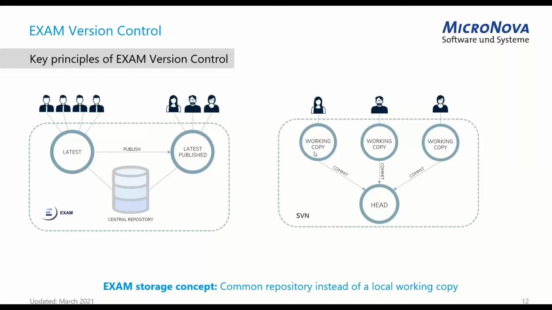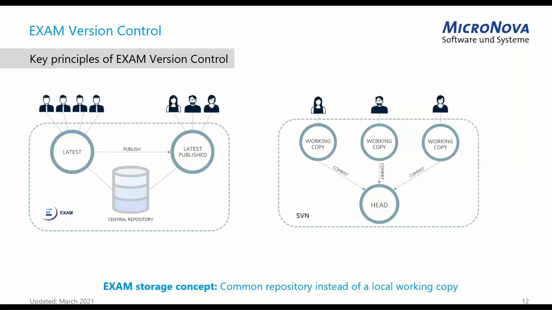Compared to the right side, where each user has checked out his own working copy and is doing his changes locally. And later on, when all the changes are done, they are committing this to a head, like a head latest revision. Whereas on the EXAM side, you have the people working with the latest repository, publishing their things and making them accessible for the test executors, who are accessing the latest published repository.